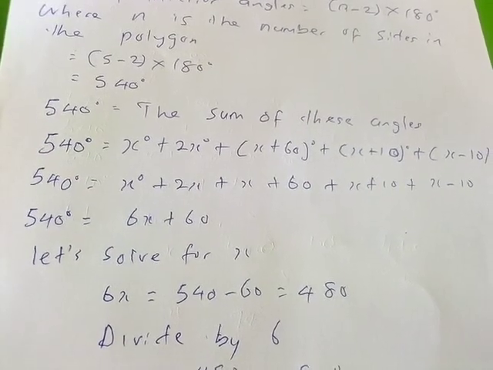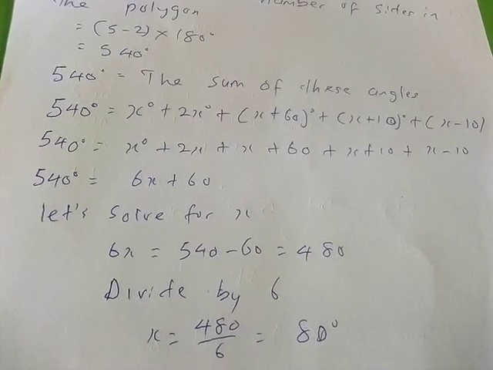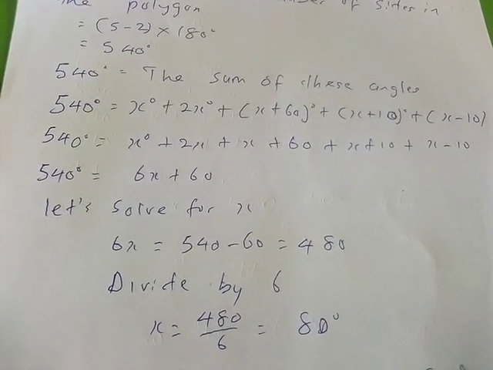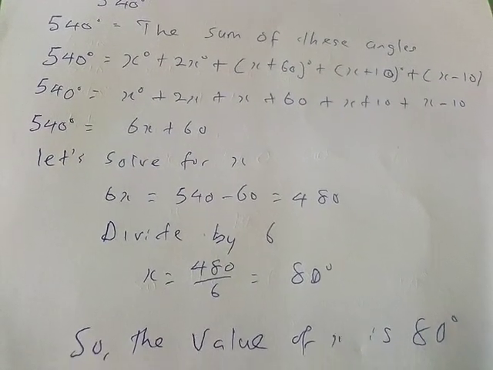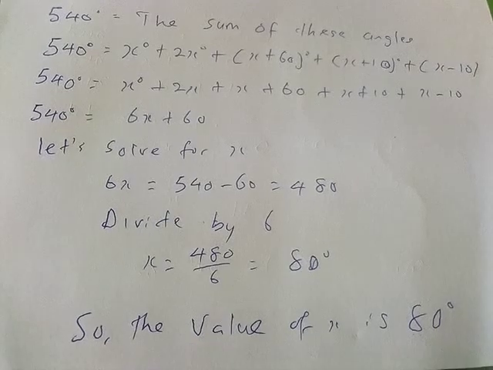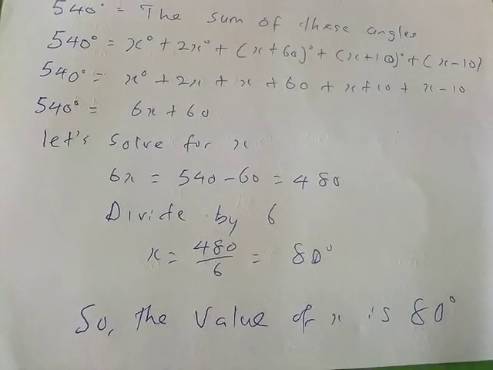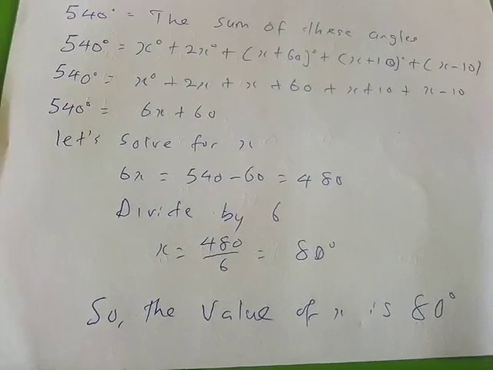You have 480. When you get to that point, you now divide both sides by 6. When you divide both sides by 6, you have 80. So by the time you solve all through, you get the value of x as 80 degrees. So that's the solution to the question.